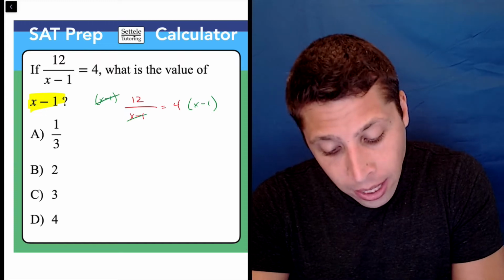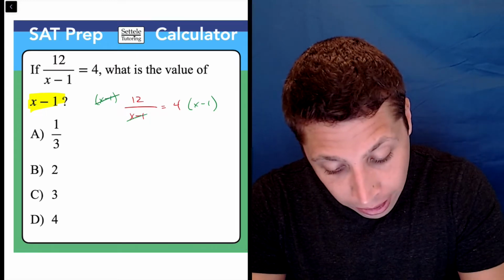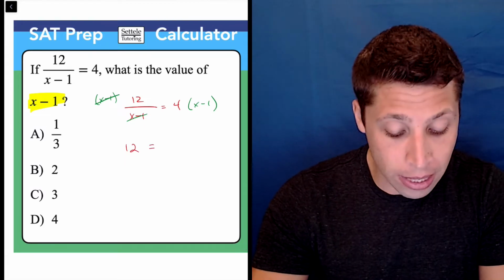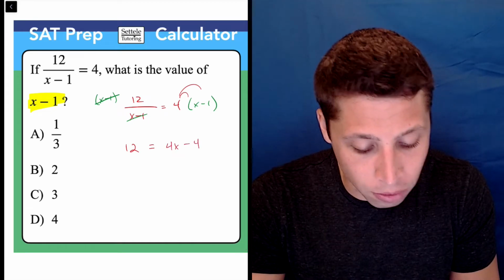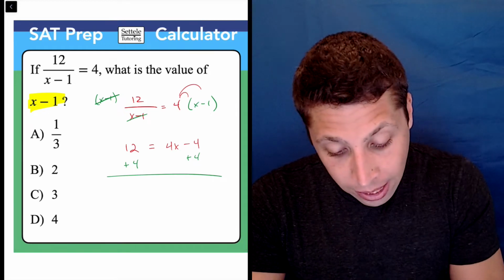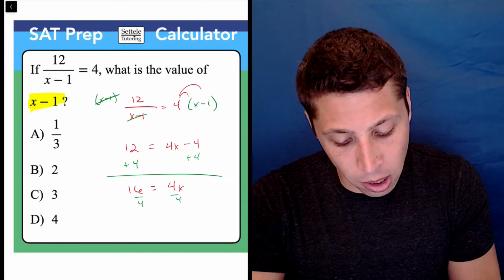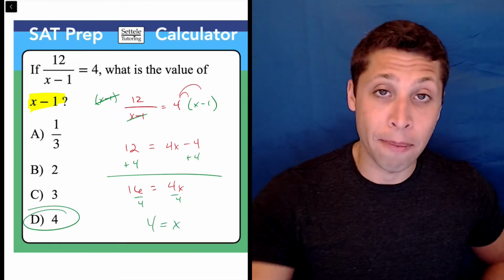On the left side, if you have something on the top and bottom of a fraction, it goes away. So that cancels out and leaves us with 12. On the right side, I've used parentheses for a reason. I have to make sure that I distribute. So I get 4x minus 4. Now I would just add 4 to both sides. I would get that 16 is equal to 4x. I would divide by 4, and then I would get that x is equal to 4, which is choice D.